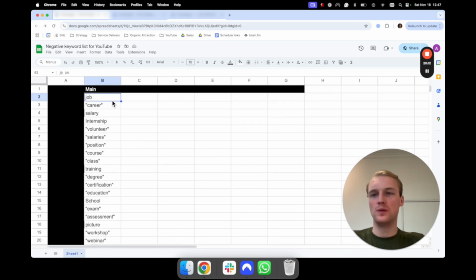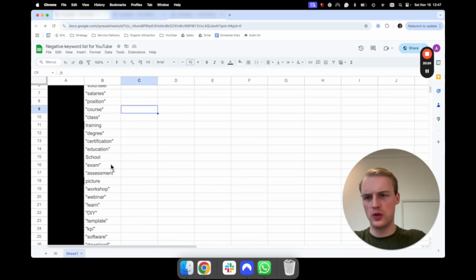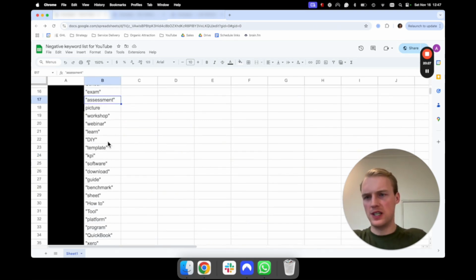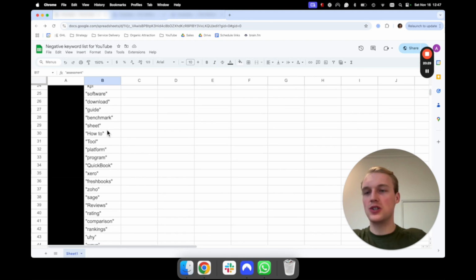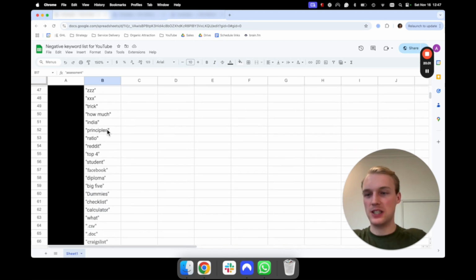So for example, this is a broad negative keyword. And of course, unless you're advertising to get jobs and hire people, you don't really want to show these type of searches to your ads, like school, exam, do it yourself, download. Those are the kind of search terms that you want to negative out from the start.